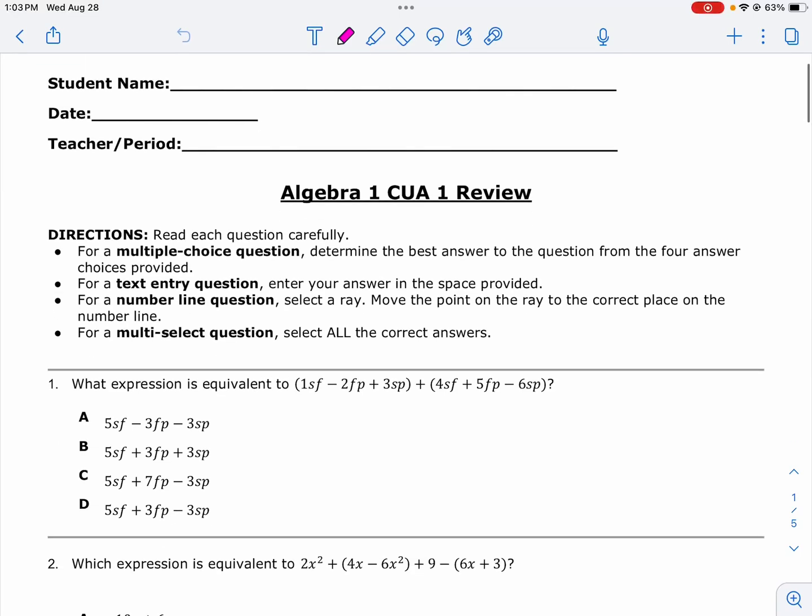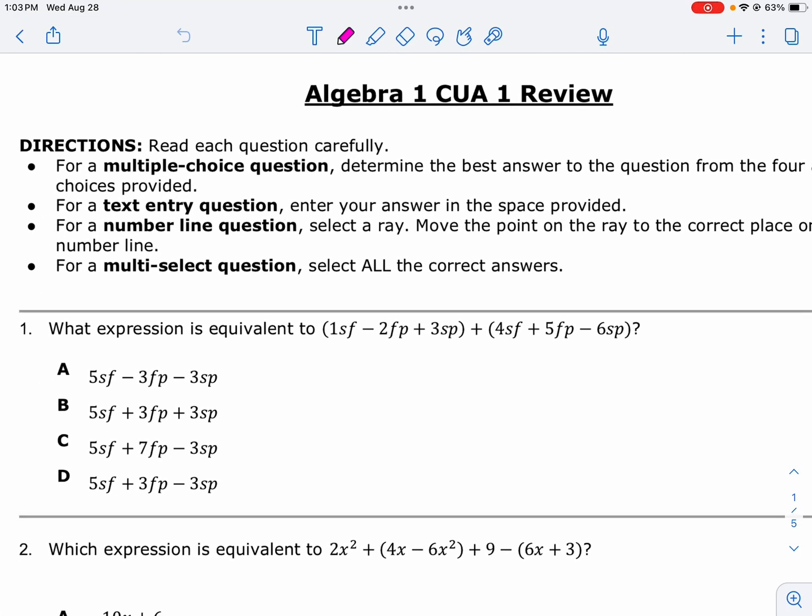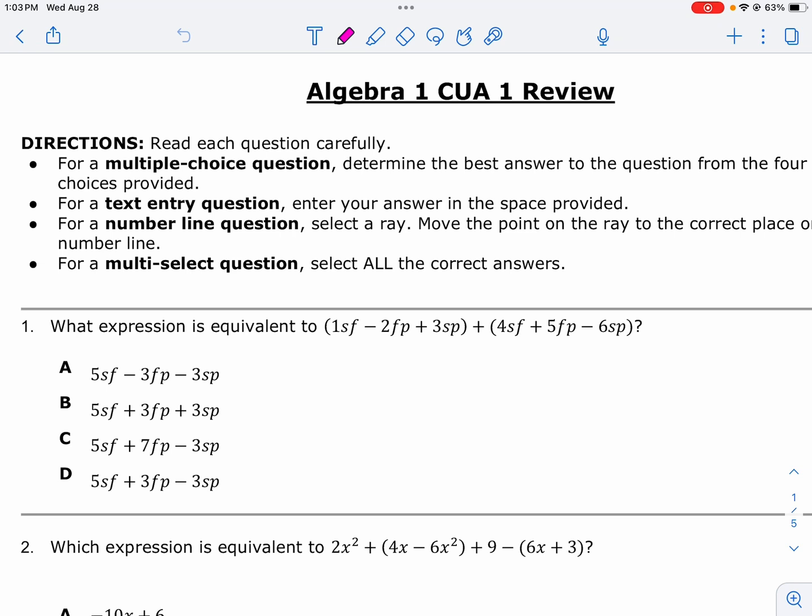Go through the Algebra 1 CUA1 review, showing all of our steps and discussing calculator strategies as well. This is question number 1.